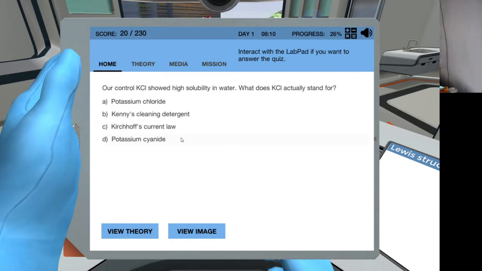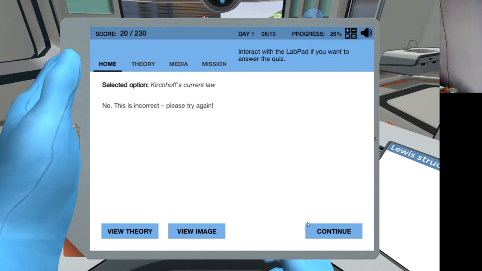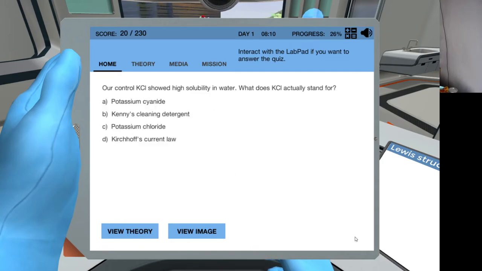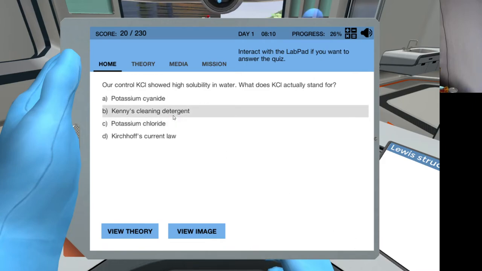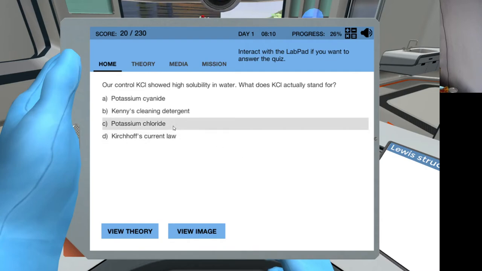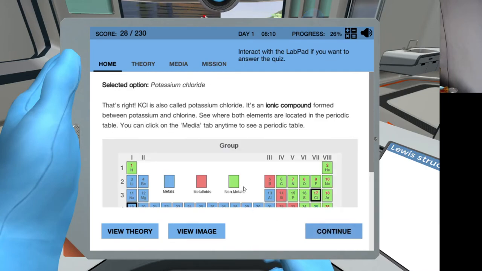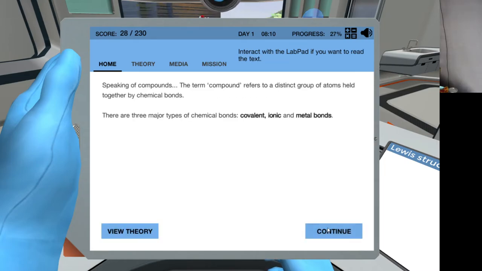Not Kenny's cleaning detergent. No, this is incorrect. Please try again. Oh my gosh, I was thinking of it as that. No, KCl, what's a Cl? Is that chloride? That's right. KCl is also called potassium chloride.